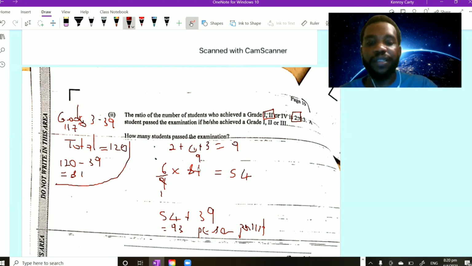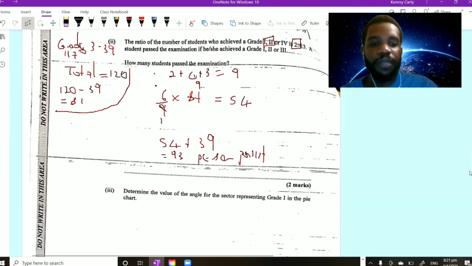And the sum remaining, if we take out the persons who got 3, would be 81. And so we got 54. So this 54 represents the number of persons who got 1 and 2. But then we have to go back and remember that 39 persons got 3, and they would have passed as well. So we add that 39 to 54, and we say that 93 persons would have passed. Okay, let's go down a bit more.